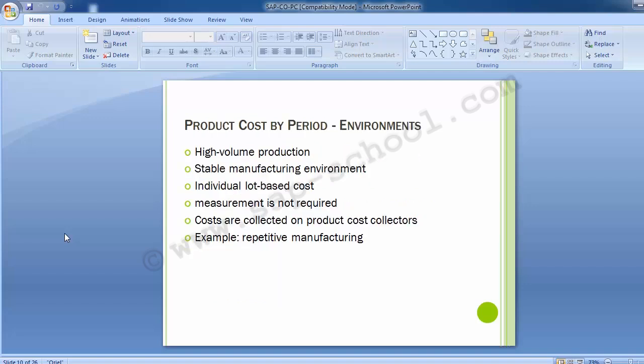So let's see each of the different types of cost object controlling one by one. Product cost by period is used in environments where the manufacturing concern has higher volume production, a stable manufacturing environment, individual lot based cost measurement is not required, and costs are collected on product cost collectors. Example, repetitive manufacturing. So repetitive manufacturing is one example where product cost by period is used for cost object controlling. The component enables the periodic analysis of cost at the level of products.